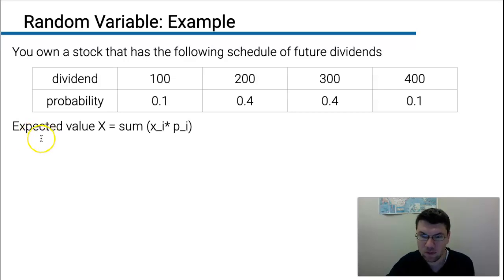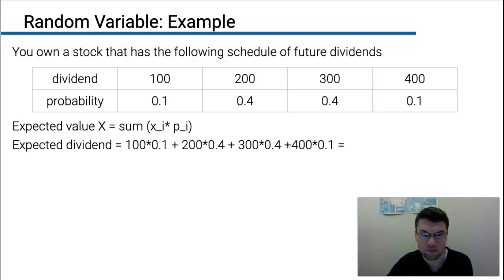The idea here is we're going to be calculating the weighted average. So we're going to take each possible value of the random variable and multiply it by the corresponding probability, and then add up these products together. So in this example, I have 4 different values. I'm going to take each of the values and multiply them by the corresponding probability. So 100 multiplied by 0.1, plus 200 multiplied by 0.4, plus 300 multiplied by 0.4, and finally plus 400 multiplied by 0.1. And if you perform all these calculations, you should get a sum equal to 250.